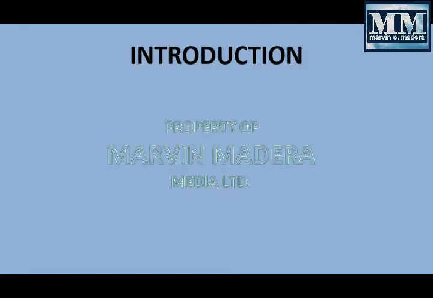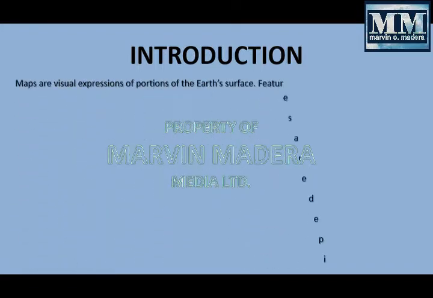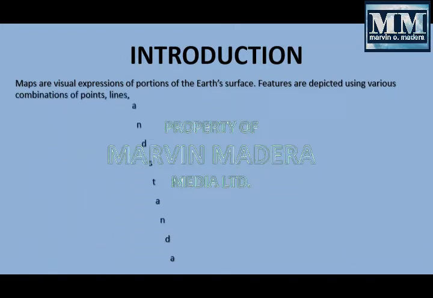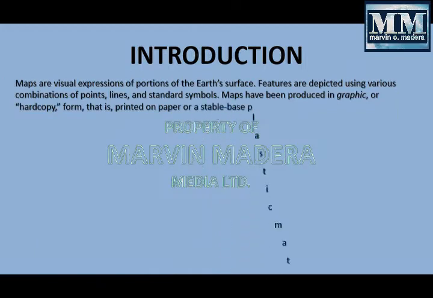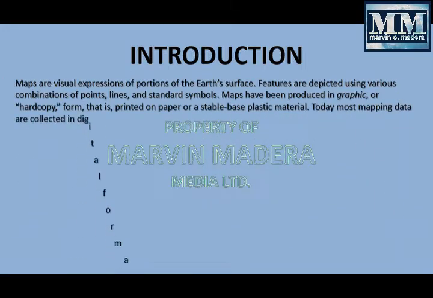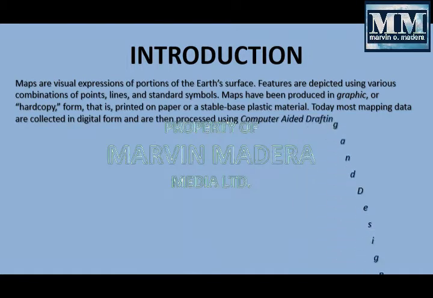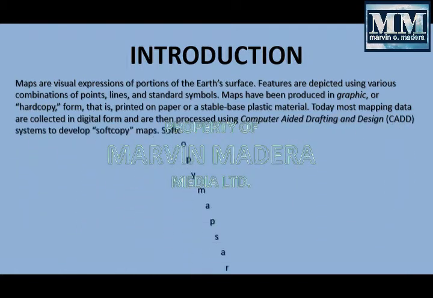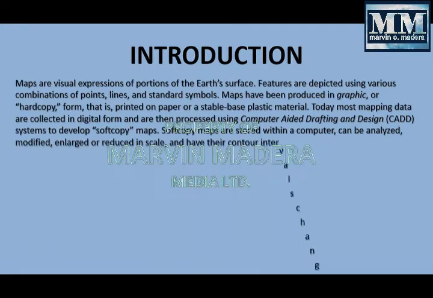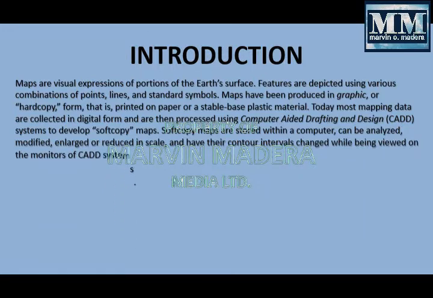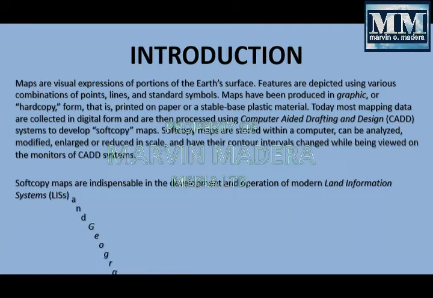For the introduction, maps are a visual representation or expression of a portion of the Earth's surface. Features are depicted using various combinations of points, lines, and standard symbols. Maps have been produced in graphics or hard copy form, that is, printed on paper or on stable-based plastic material. Today, most mapping data are collected in digital form and are then processed using a computer-aided drafting and design system to develop soft copy maps.